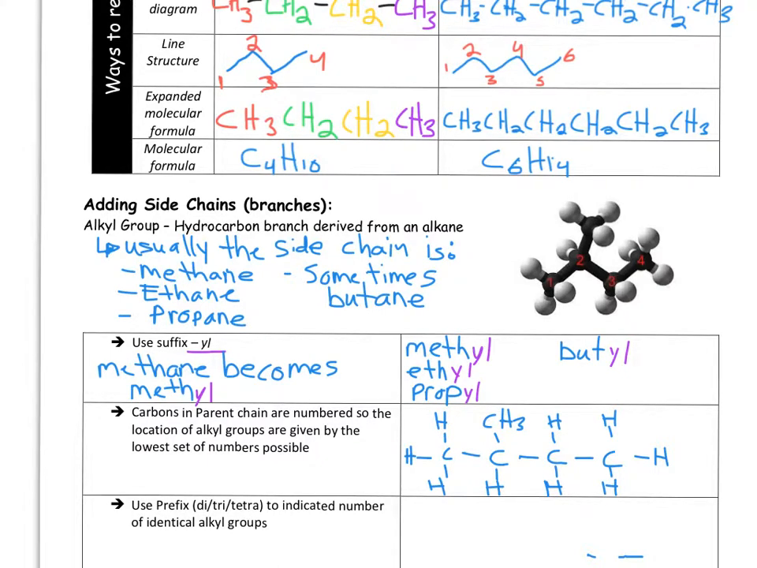So if we draw the structural diagram for our example that we see right here, we have to number this so that the branch group right here has the lowest number possible. So we have two options. Either this can be carbon 1 or this can be carbon 1. If we use the red numbers, the branch is on carbon 2, and if we use the green numbers, then the branch is on carbon 3. So that means that the red numbers are the ones to use, and the green numbers are the wrong numbers.